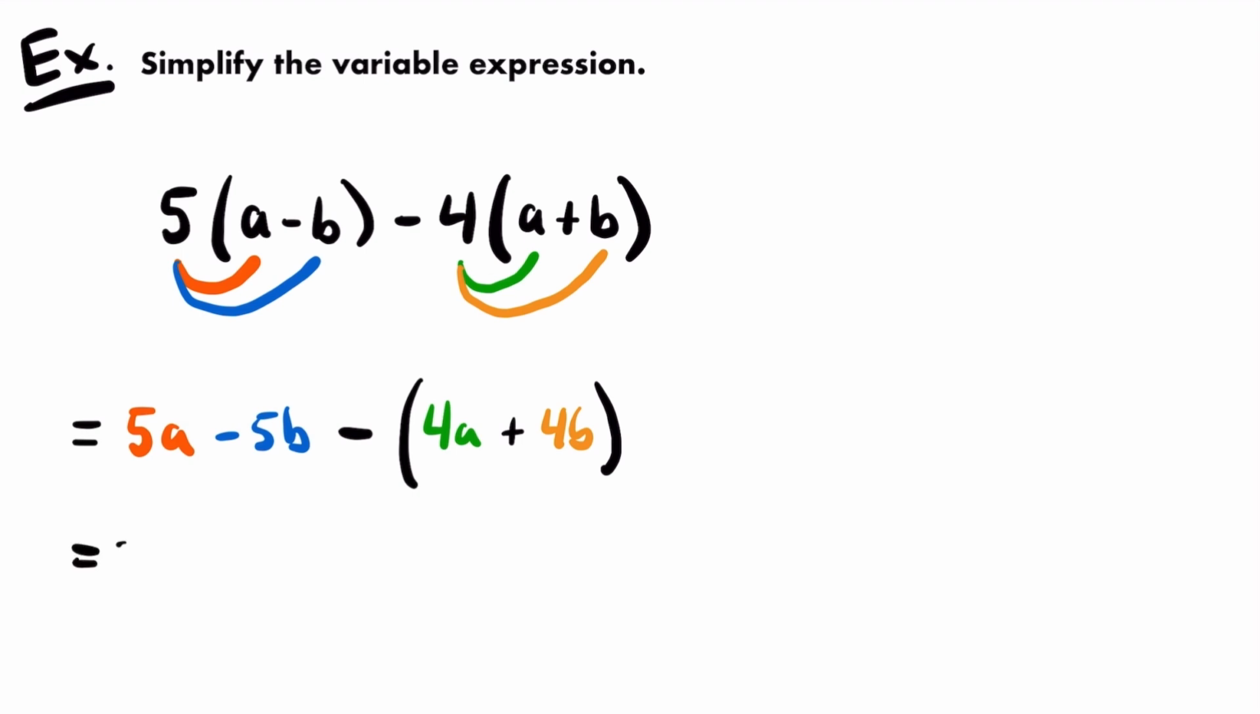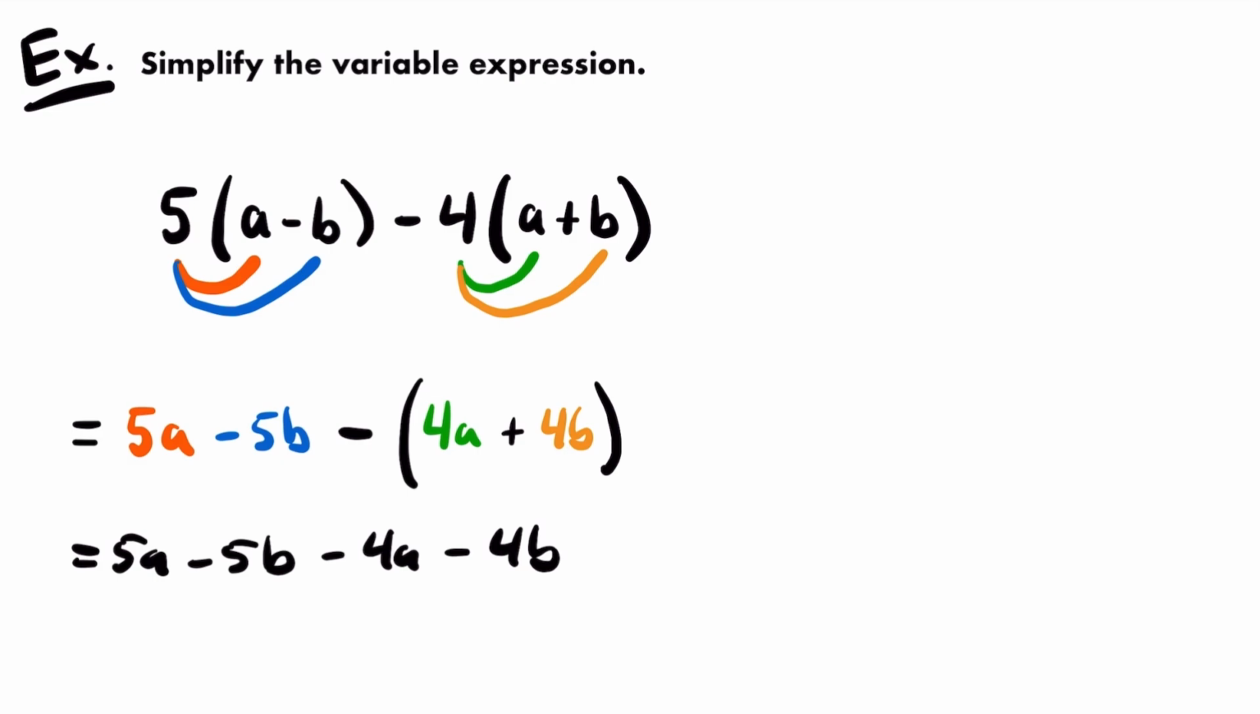So really what we have here is 5a minus 5b minus 4a minus 4b. Okay, and now you might be tempted to box this in, but look at what we have here. We have 4 terms, and some of them are like terms, right? 5a and negative 4a both have the same variable part of a, and then negative 5b and negative 4b have the same variable part of b.